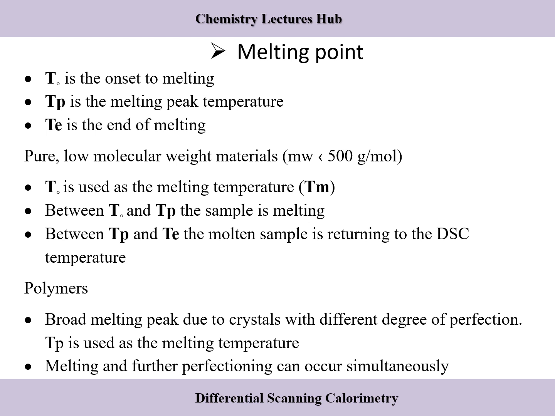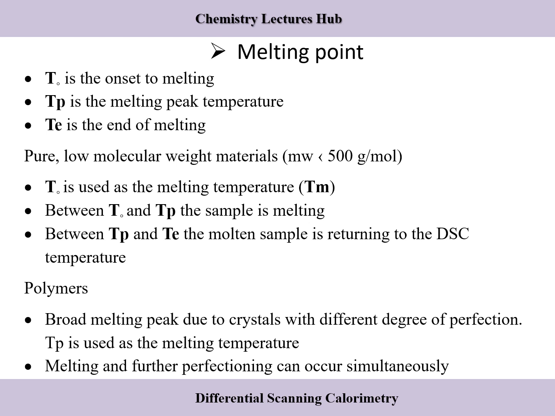For accurate determination of melting point, DSC, meaning differential scanning calorimetry, is used. Here we have To, the onset of melting, Tp, the melting peak temperature, and Te, the end of melting. For pure low molecular weight materials having molecular weight less than 500 grams per mole, To is used as the melting temperature. Between To and Tp, the sample is melting. Between Tp and Te, the molten sample is returning to the DSC temperature.